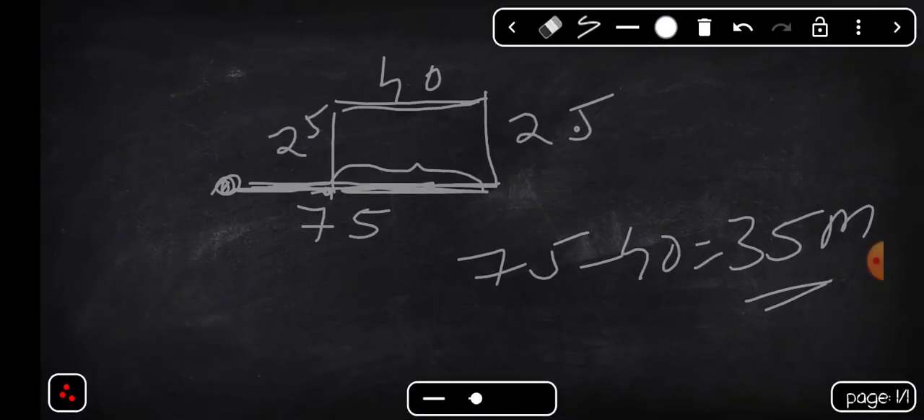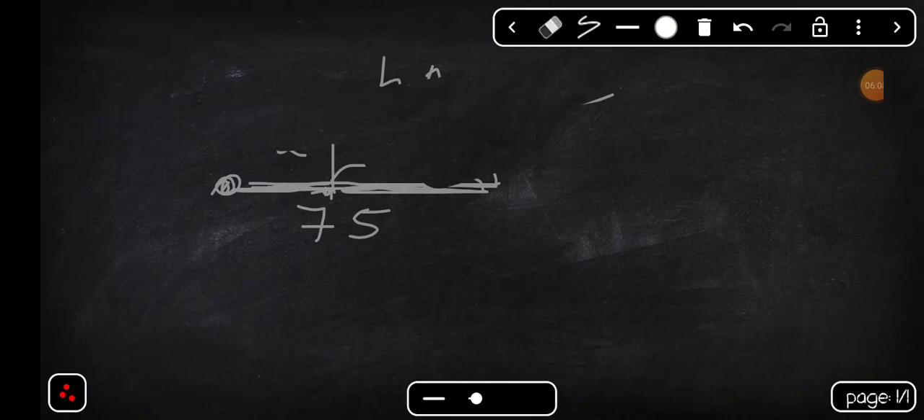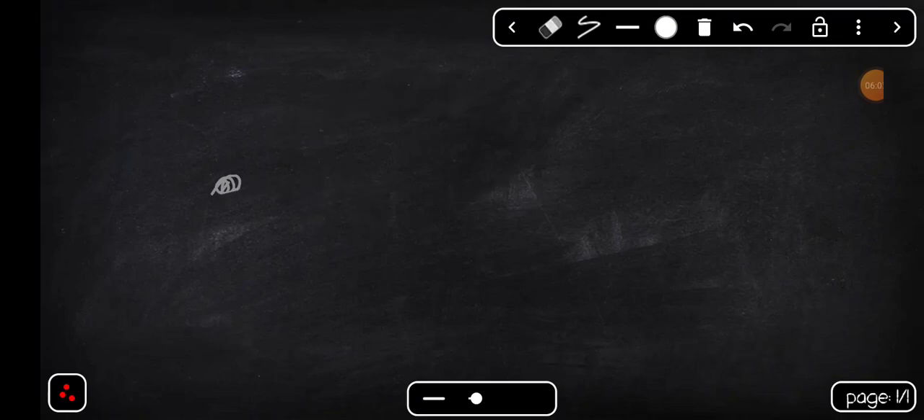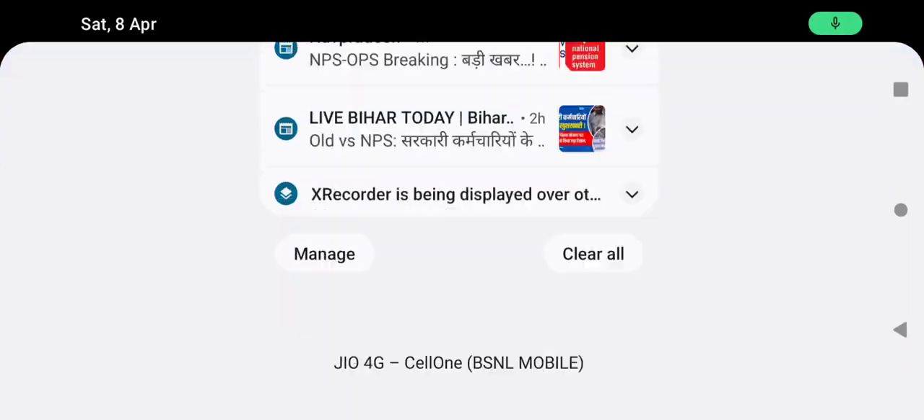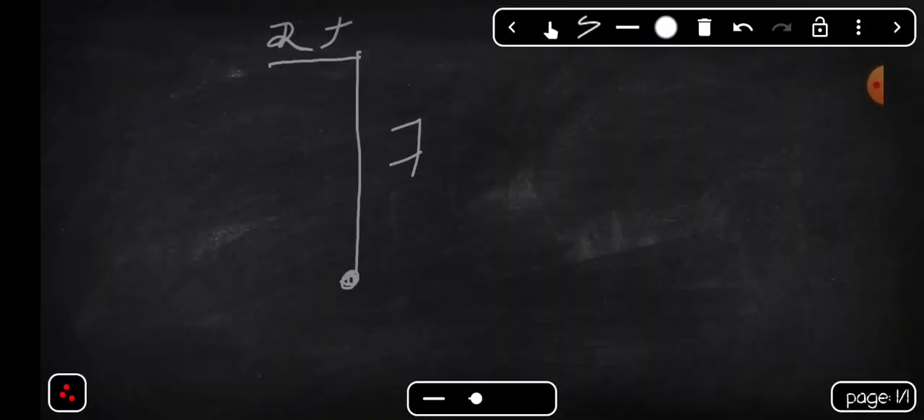Okay, first we have to picturize the given question. What is the question? It says he walks 75 meter towards north. This is the starting point. Now he walks 75 meter towards north. Then he turns left and walks 25 meters. This is the 25, and this is the 75 meters.